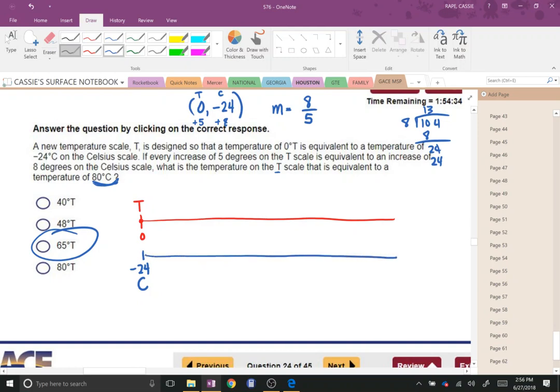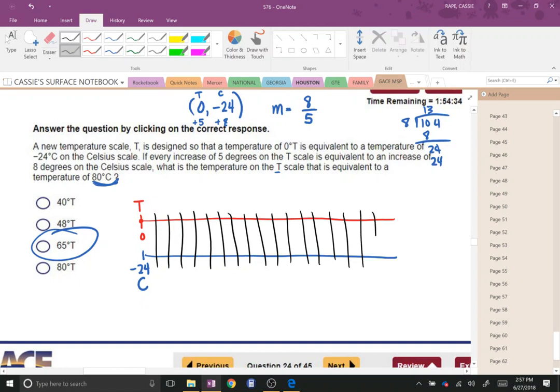It says that every time you jump 5 on the T scale, you're jumping 8 on the C scale. So essentially what I'm going to do is make these vertical jumps, like little railroad tracks. I'm going to have to make quite a few, so I'll get them close together, and we'll assume I'm drawing these evenly spaced. Every time you jump 5 on the T scale, starting at 0: 5, 10, 15, 20, 25, 30, 35, 40, 45, 50, 55, 60, 65, 70, 75, 80, 85, 90.